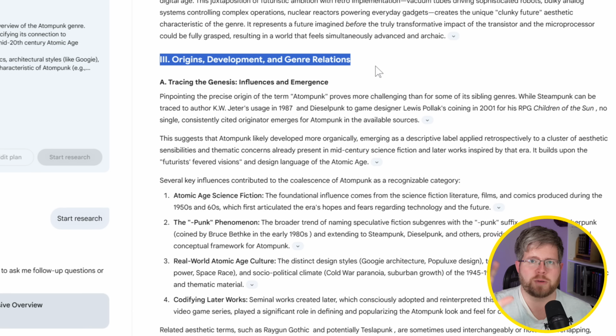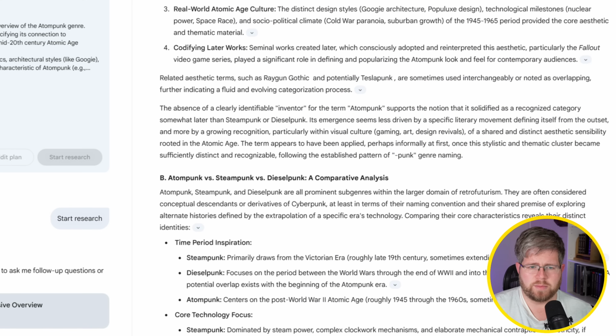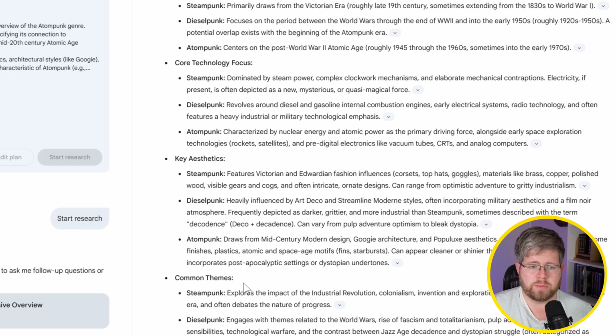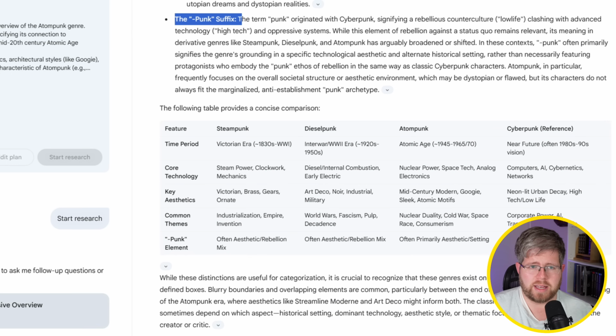So all of this has been sort of background for now. We get tracing the genesis, the influences, and emergence. This one's really interesting, atom punk versus steampunk versus diesel punk, which is a nice, useful comparison there, including some common themes between them, as well as, what the heck does the punk suffix mean? I think that's useful there.